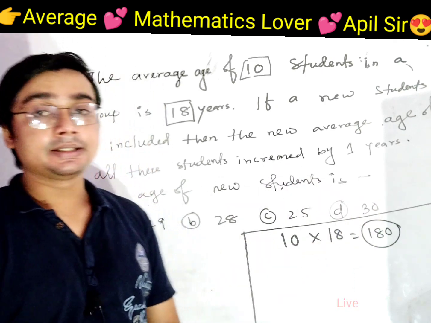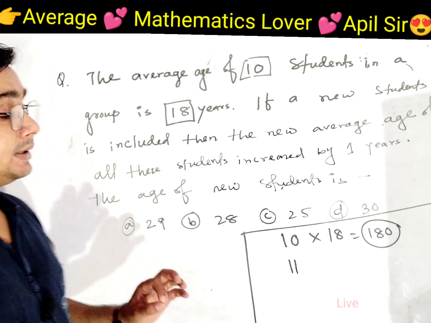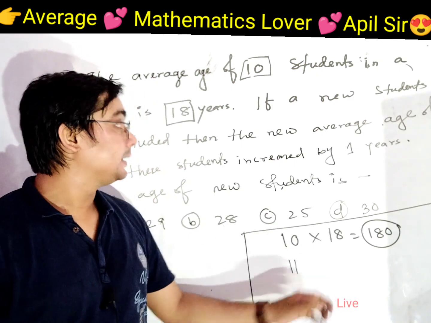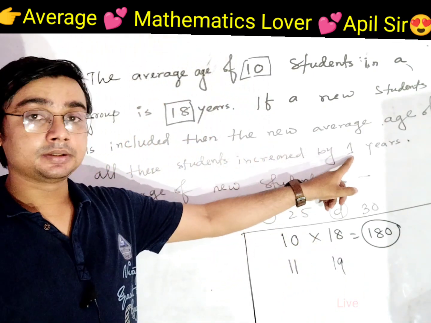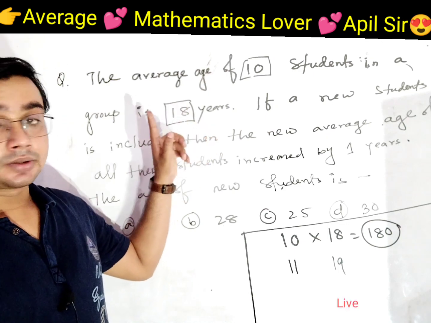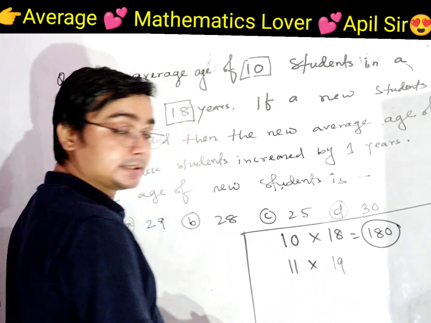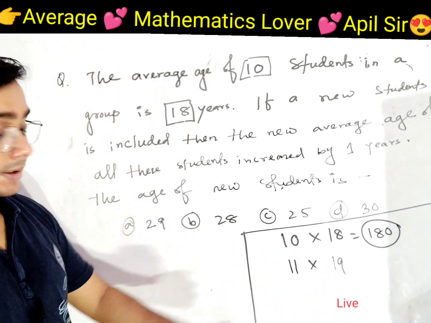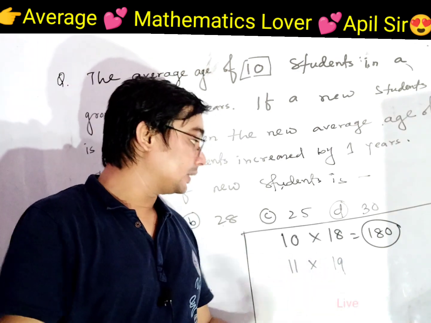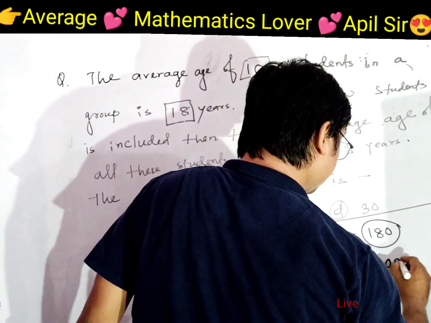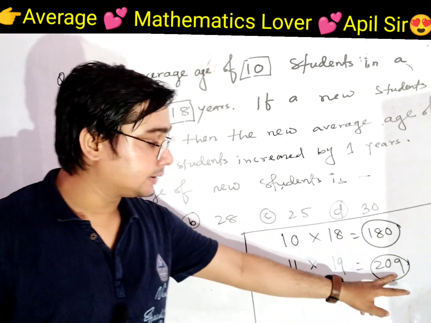In the second case, the total number of students will be 11, and their average age will be 19, because the average age is increased by 1. The previous one is 18, so 18 plus 1 is 19. So what will be the sum of their ages? The number of quantities is now 11 and their average is 19, so this will be 209. So the sum of the ages of 11 students is 209.